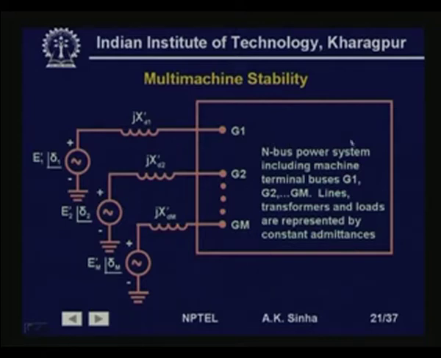So, we write the equation in terms of Y V equal to I, that is a linear relationship, and we try to solve that. Let us see how we do that. Now, here we have an n bus power system in which we have m number of machines which are connected at terminals G1, G2 up to Gm.